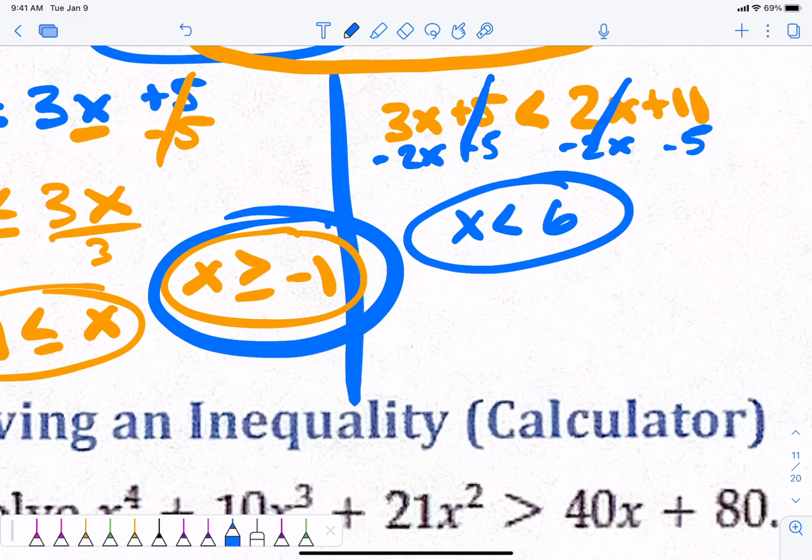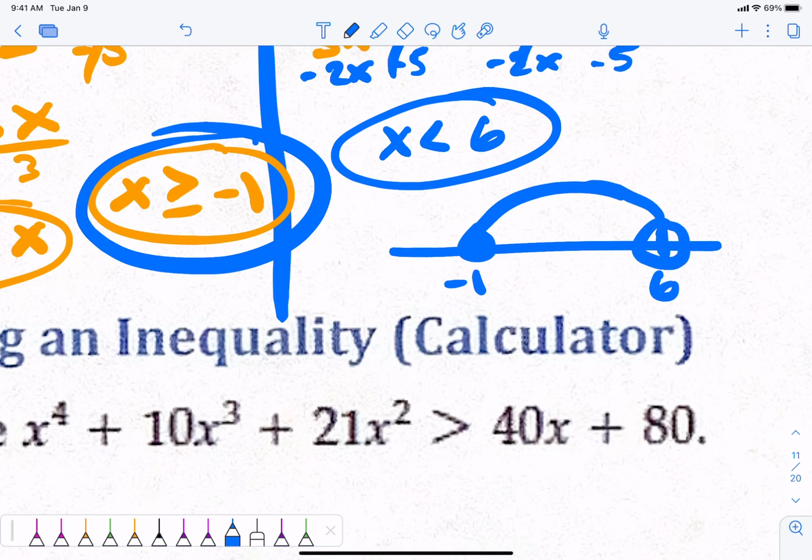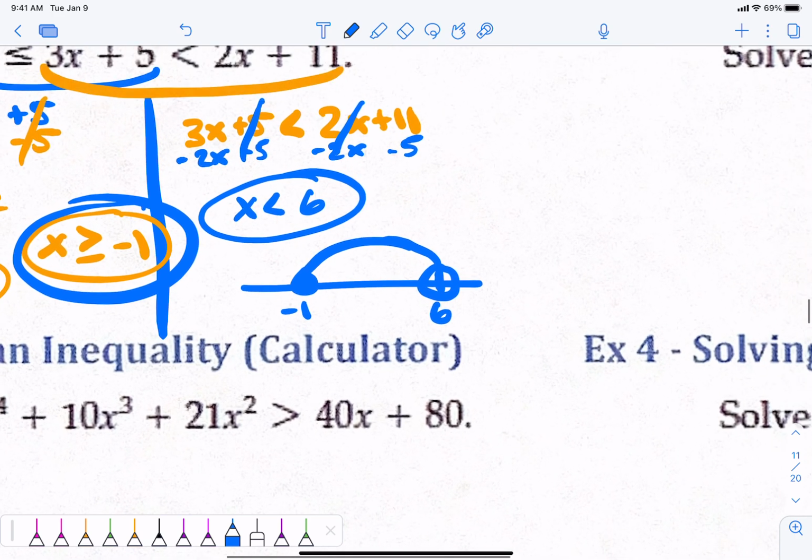Can you be greater than negative 1 and less than 6 at the same time? Yes. If you need to draw it out, here's negative 1. x is greater than or equal to negative 1, but x is less than 6, so we have that going on, right? That's what it looks like.